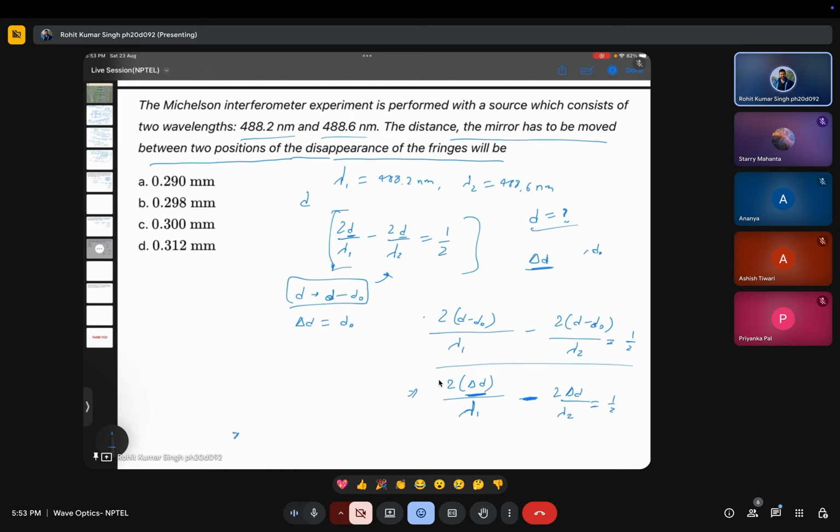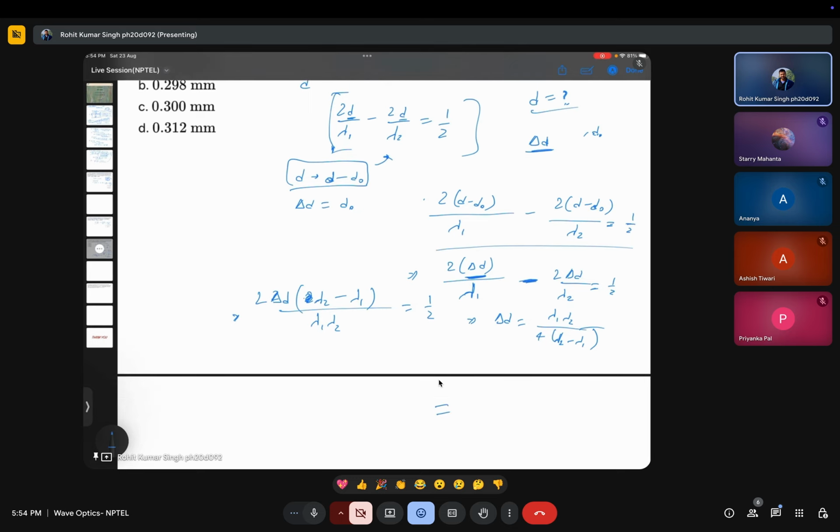Okay, let's see what we get if we calculate. Lambda 1, lambda 2, and then you have delta d times 2 times lambda 2 minus lambda 1 equal to half, or you have d equal to lambda 1 lambda 2 divided by 4 times lambda 2 minus lambda 1.